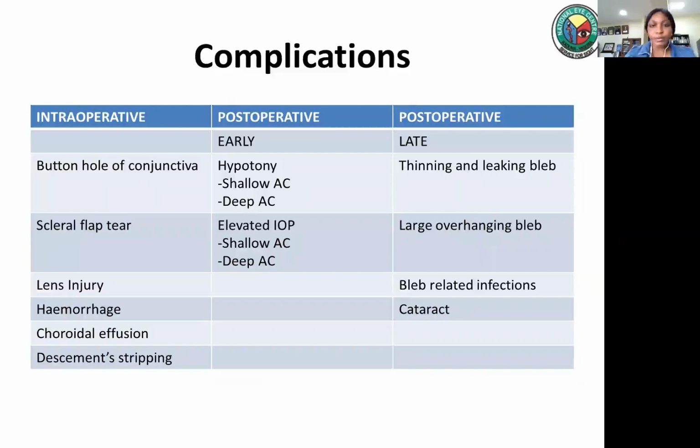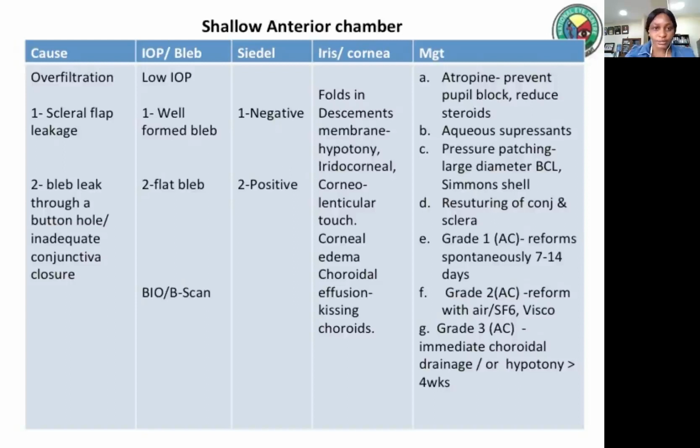So now we'll talk about the post-operative complications. Now, the very common post-operative complication we see is shallow anterior chamber. Shallow anterior chamber can be associated with a low intraocular pressure, or it can be associated with a high intraocular pressure. When it comes with low intraocular pressure, it indicates that there's overfiltration.